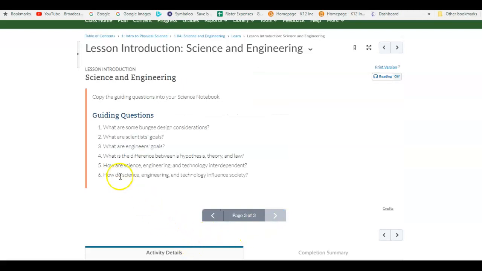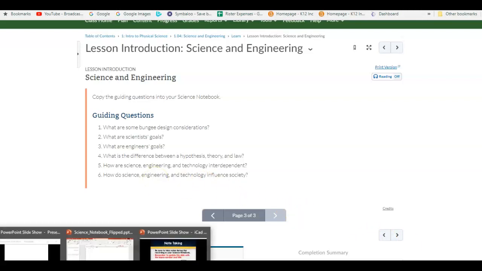All right, so again, the guiding questions that we'll be answering: What are some bungee design considerations? If you look back at that slide, you remember that you want it to be springy, but not too springy. So you could look back there to fill that in. What are scientists' goals? What are engineers' goals? What is the difference between a hypothesis, a theory, and a law? We've kind of talked about those briefly. How are science, engineering, and technology interdependent? And how do science, engineering, and technology influence society? So those are your guiding questions.